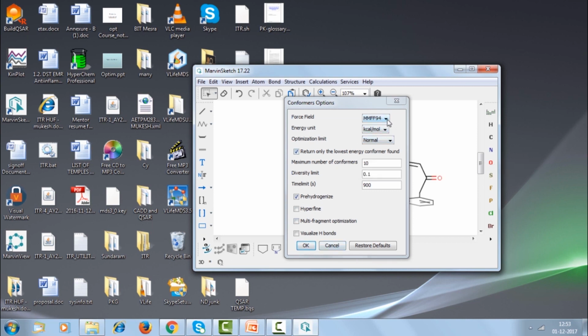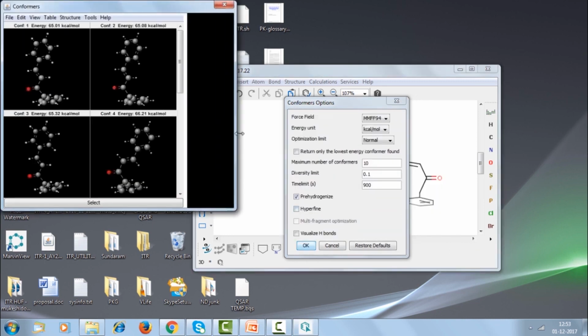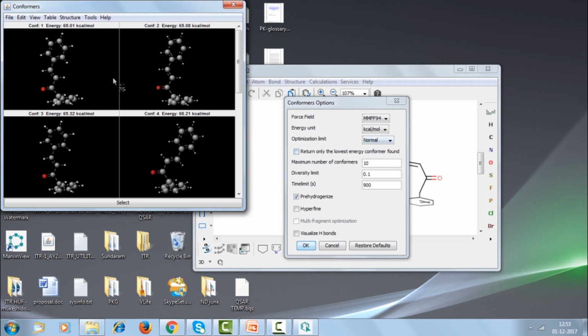We can get the energy using kilocalories or kilojoules also. This software has only 2 force fields. There are softwares which have many force fields. So it gives you 10 different conformations with the different energies. As you can see, this is a 66 kilocalories conformation. This is a 65 kilocalories conformation.